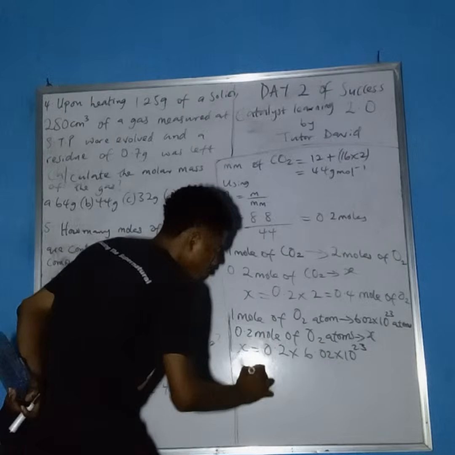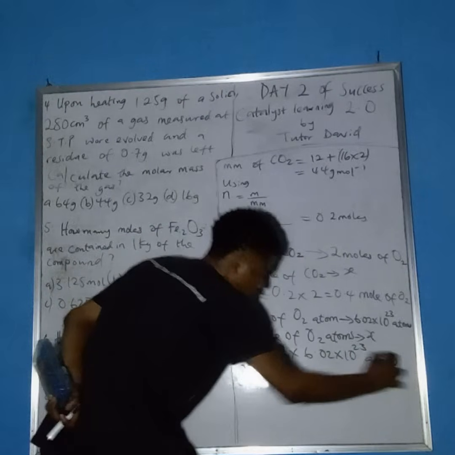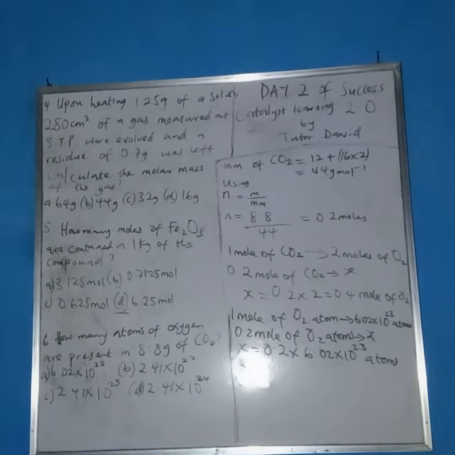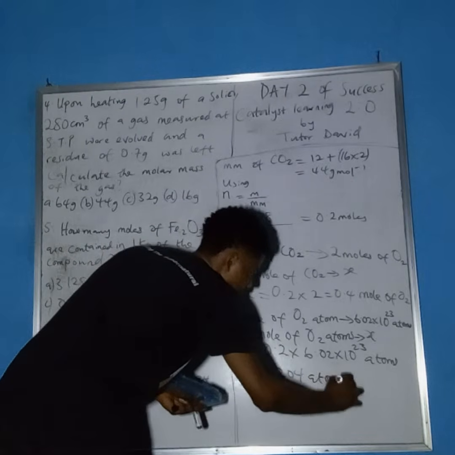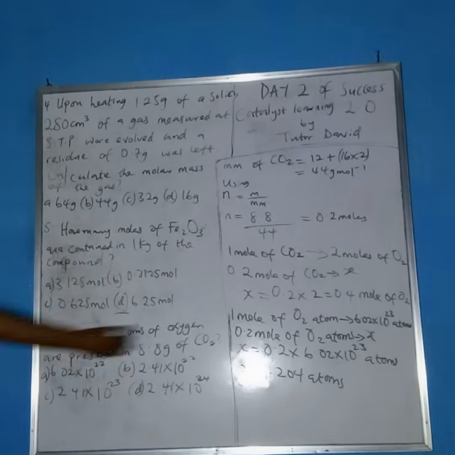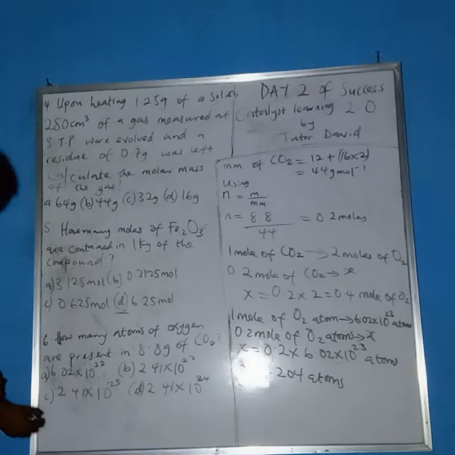So x, that's atoms, remember it's atoms. So multiply 0.2 times 6.02 times 10 to the power 23. That gives us 1.204 atoms. So that's to say that you can get 1.204 atoms of oxygen in 8.8 gram of carbon dioxide. Option, is it one? No, this is supposed to give us 2 points.